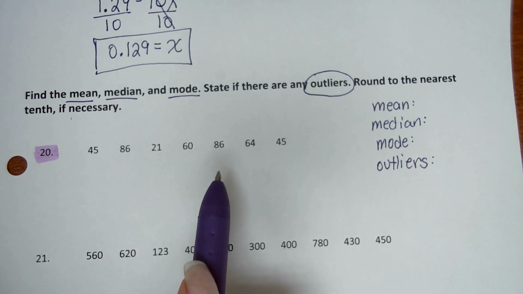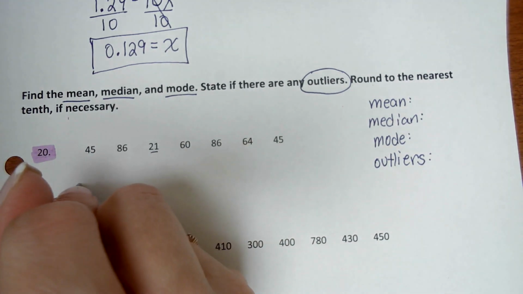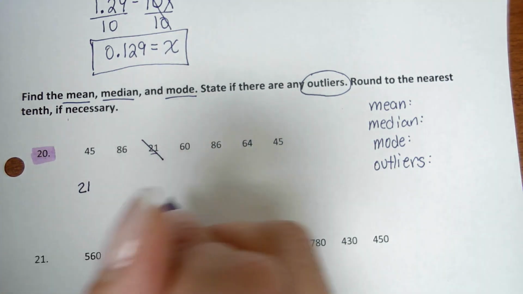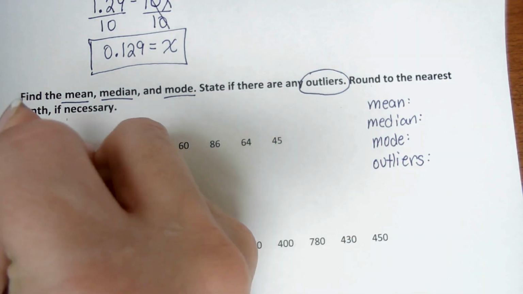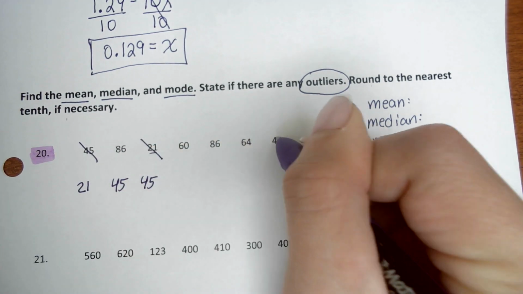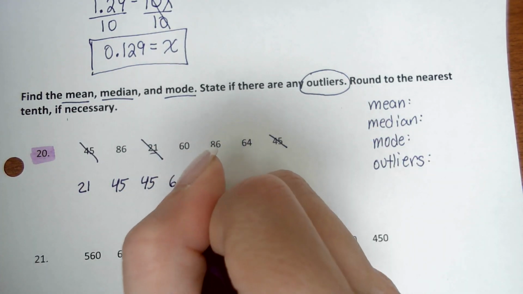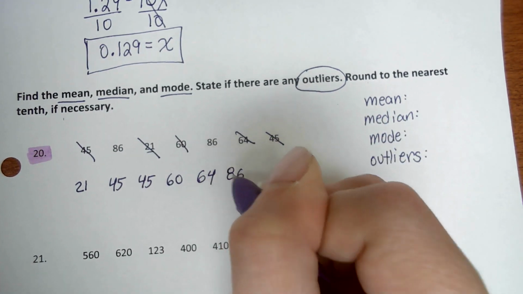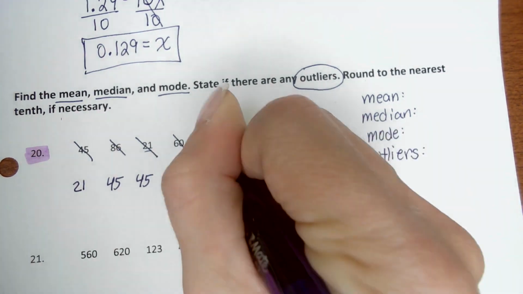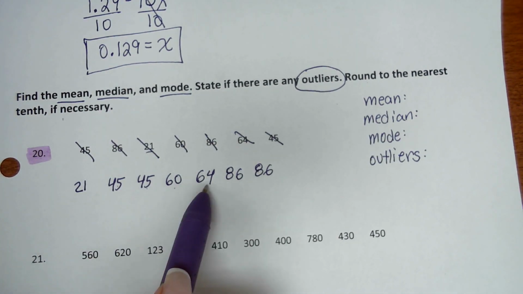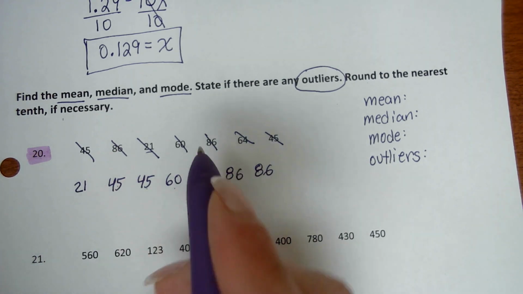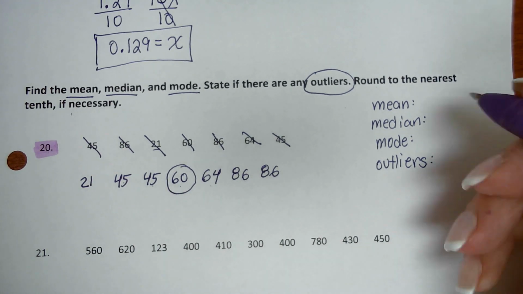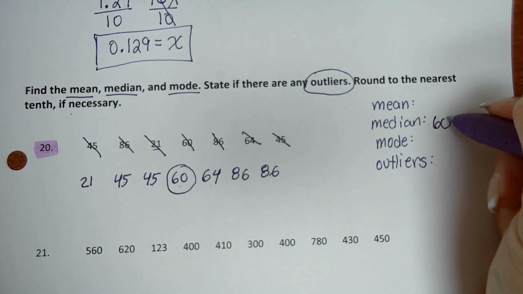in numerical order. So I see 21, that's pretty small, and I cross it out after I use it so I don't make mistakes. Then I have 45, another 45, 60, 64, 86, and 86. Now, that's 1, 2, 3, 4, 5, 6, 7 numbers. So this would be our middle number. The middle number is the median, so the median is 60.